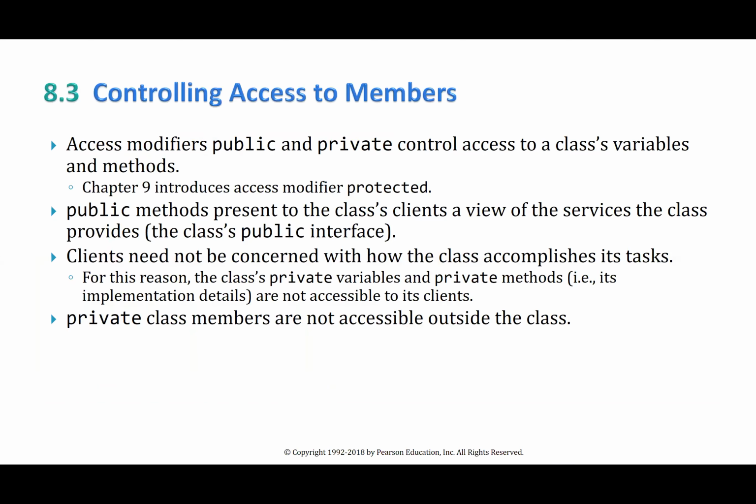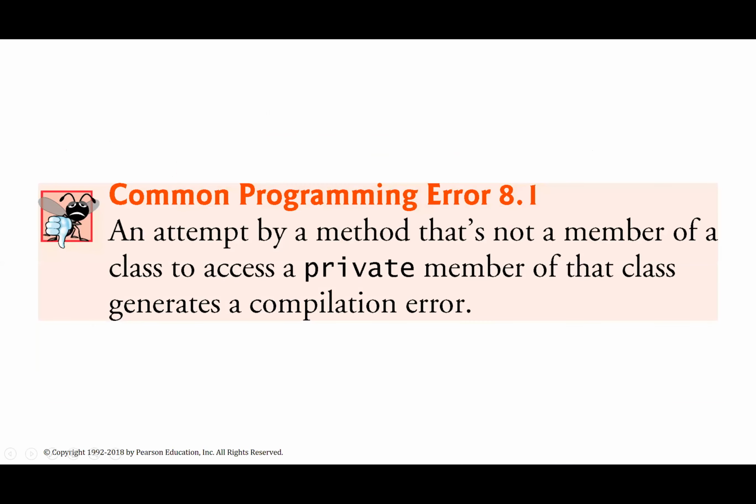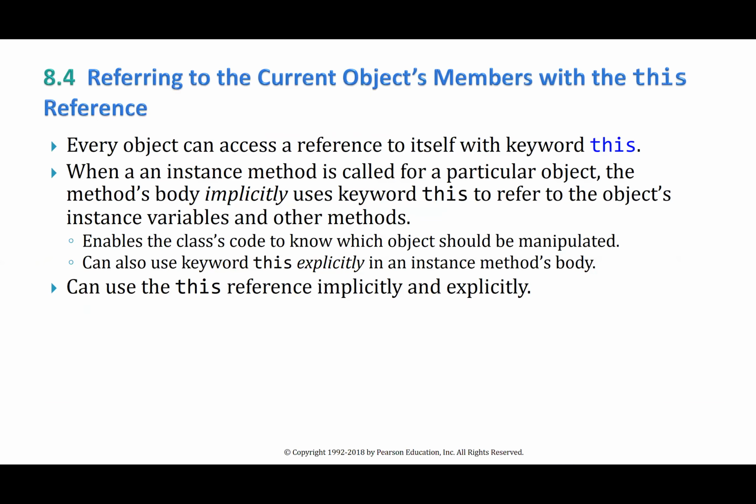Controlling access modifiers, again, we've talked about public and private. Public, everybody can get to them. Your methods should be public. Private, only this class can get to them. Your fields or your instance variables should be private. All right, as you go through and do this. So notice what happens here is that when he gets over into method access test and he tries to access the fields directly, you can't do it because it was private. And that's the best way to do that. So an attempt by a method that's not a member of the class to access a private member generates a compilation error. That's a good thing.